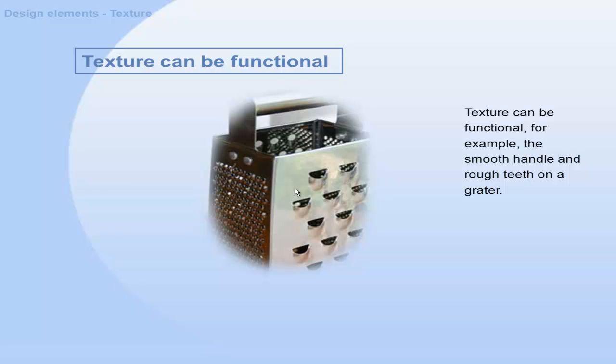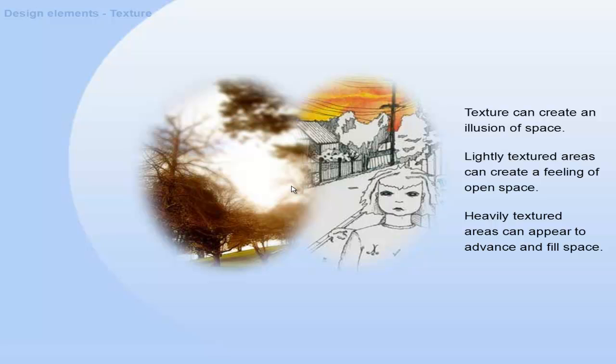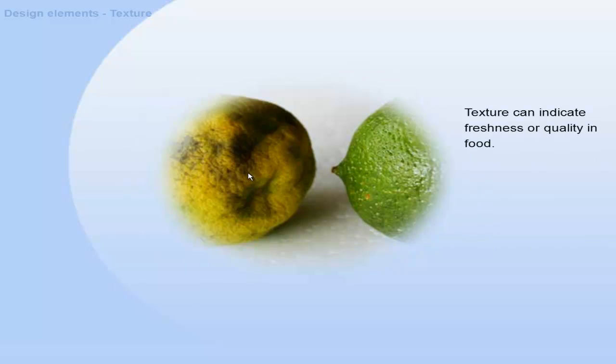Texture can be functional, for example, the smooth handle and rough teeth on a grater. Texture can create an illusion of space. Lightly textured areas can create a feeling of open space. Heavily textured areas can appear to advance and fill in space. Texture can indicate freshness or quality in food.